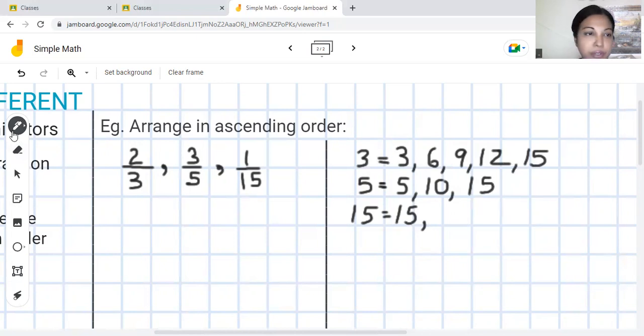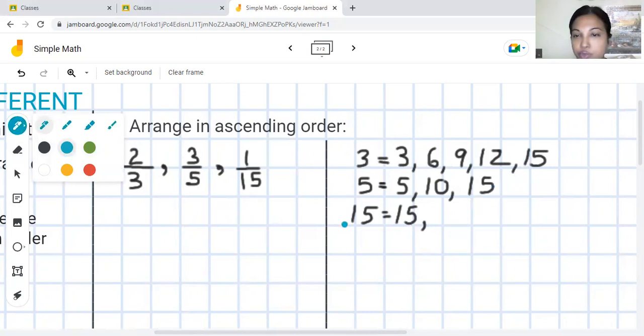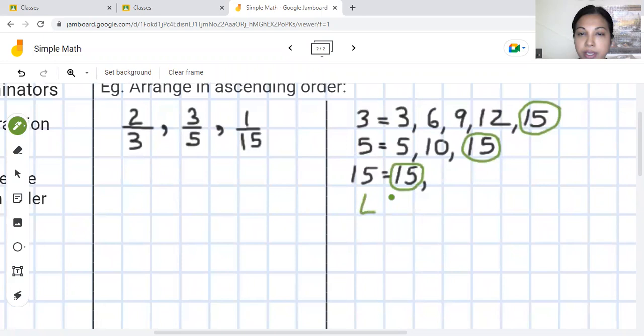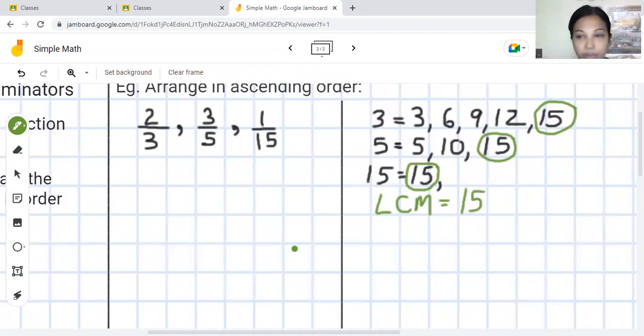Right? I came across my first common multiple for each one of these 3 numbers, or our 3 denominators. So I'm going to circle that here. Right? I have 15 here, 15 here, and 15 here. So therefore my LCM is 15. All right. So we just completed step 1.